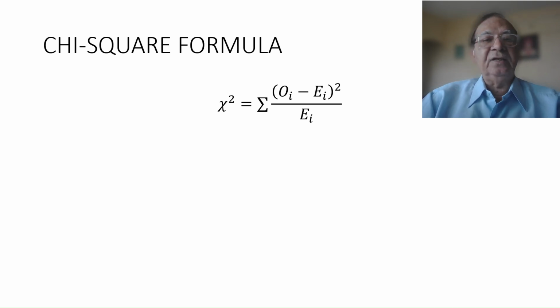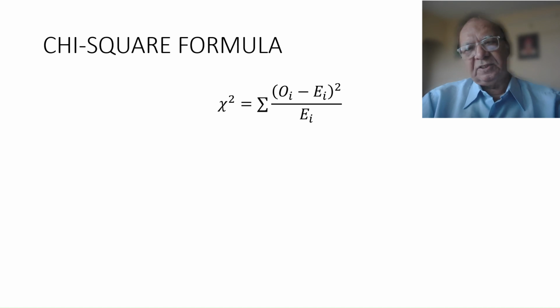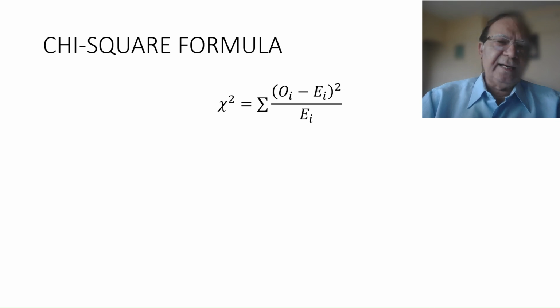For that, we calculate the chi-square statistic. This is the chi-square formula. For every category, we calculate the difference between observed and expected frequencies. We square this difference, then we divide it by expected frequency. Finally, we add the values for all categories.